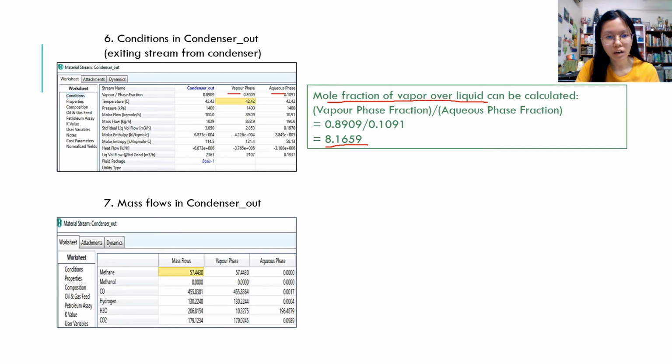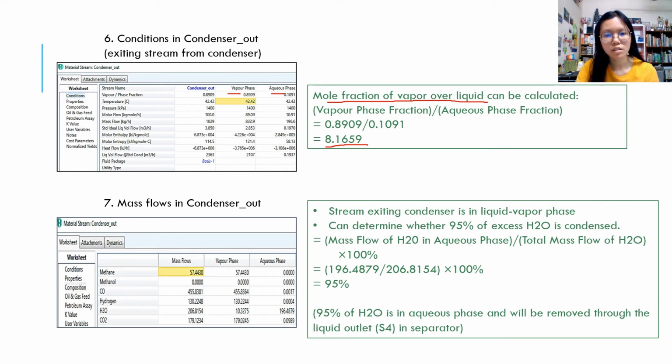Here is the mass flow in condenser out, and now we can check whether 95% of excess water is condensed or not. For this part, we need to divide the mass flow of H2O in the aqueous phase by the total mass flow of water. From HYSYS, we can see that the aqueous phase of water is 196.4879, while the total mass flow is 206.8154. By dividing, we get that 95% of water is condensed, and thus it will be removed through the liquid outlet S4 in the separator method.